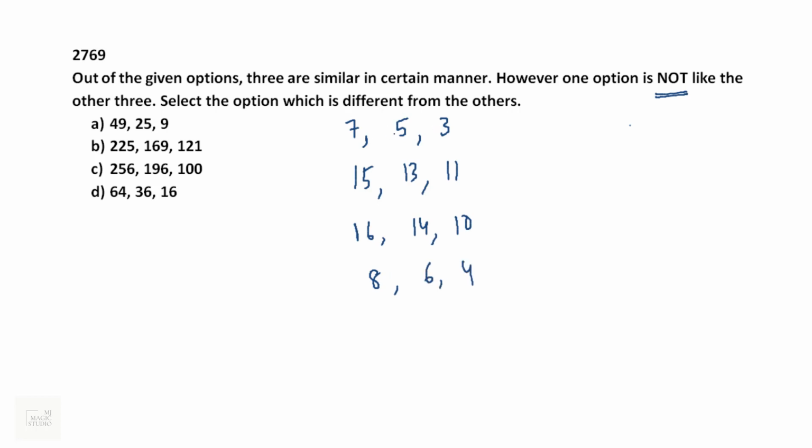Here we can see that 3, 5, 7 is in AP with common difference 2. 11, 13, 15 is in AP with common difference 2. 4, 6, 8 is in AP with common difference 2. But here the common difference is not 2 throughout these 3 numbers. That means option C I'll pick up as odd one out.